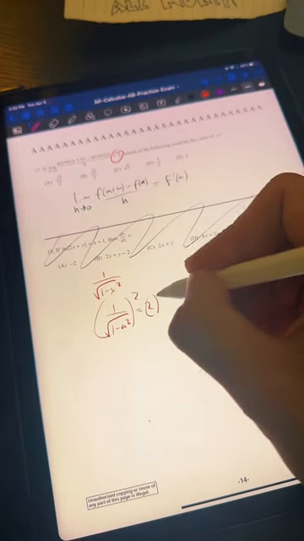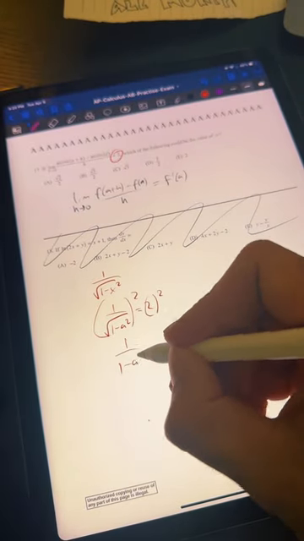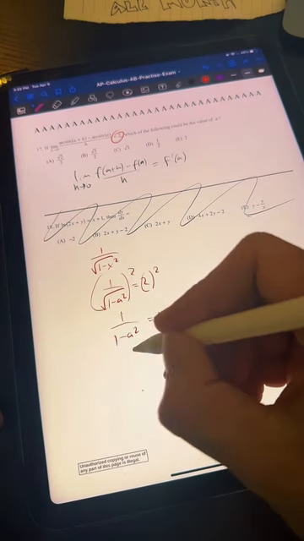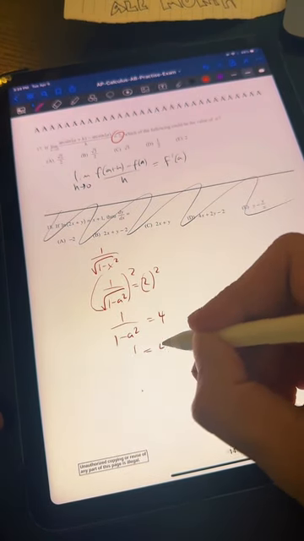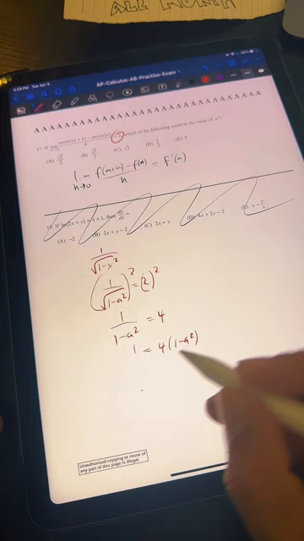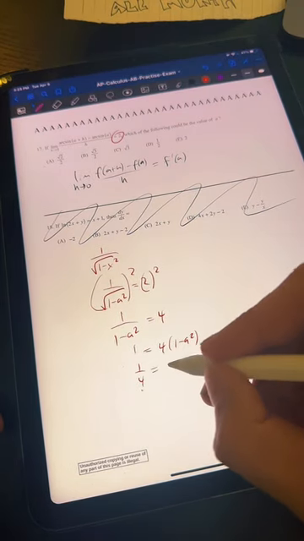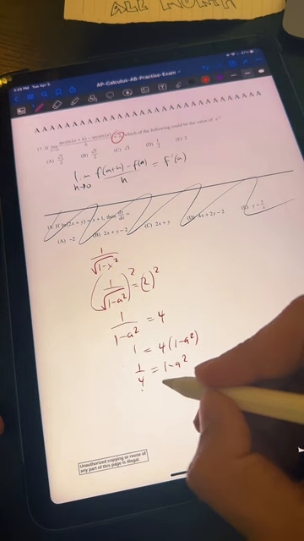So we have 1 over 1 minus a squared is equal to 4. Okay, let's bring this to the other side. So 1 over 4 times 1 minus a squared. I want to make this easier on myself, so I will divide by the 4. 1 fourth is equal to 1 minus a squared.